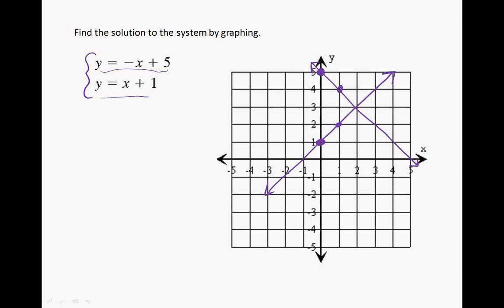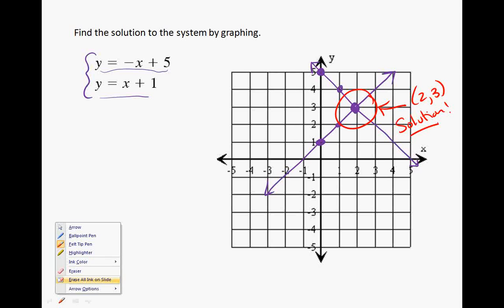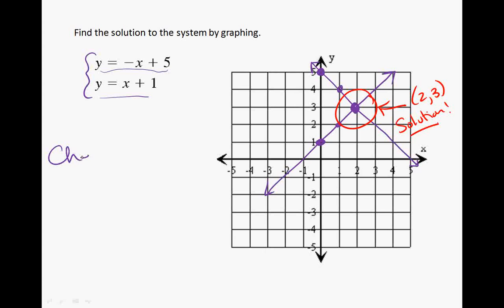And so now what you do is you look and see, can I tell where these two lines are crossing? And actually we can. I can see that these two lines are crossing at the point (2, 3). This would represent the solution to the system. You never want to trust your graphing. Always double check. So I'm going to plug in (2, 3) into both of these equations just to make sure that it is the solution.